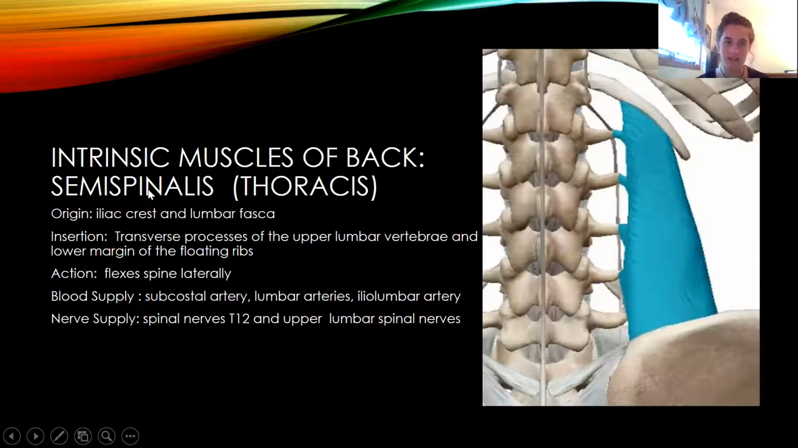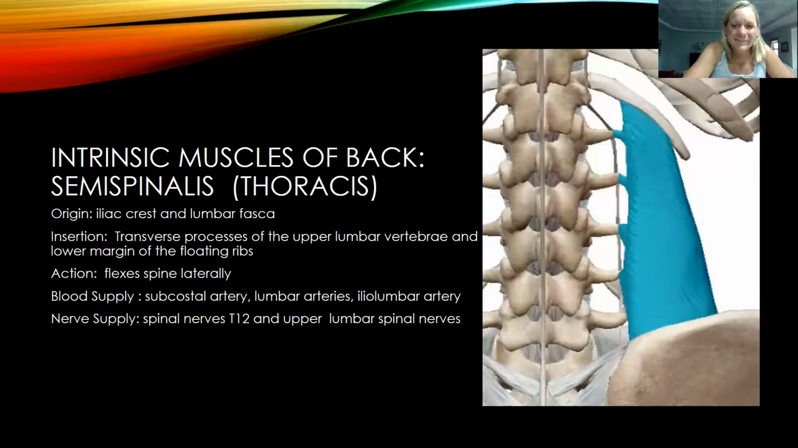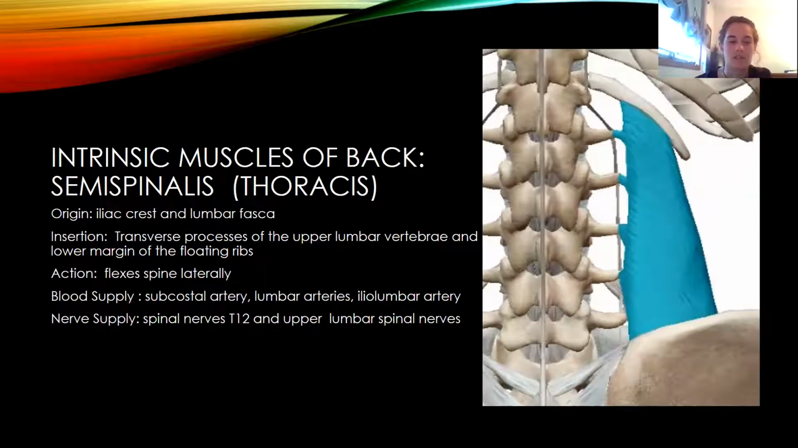Okay, then next for the back muscles is the quadratus lumborum, and then this attaches. The origin for this is the iliac crest and iliolumbar ligament. The insertion is the transverse processes of the upper lumbar vertebrae and lower margin of the floating ribs. And the action is that it flexes the spine laterally, and the blood supply is the subcostal artery, lumbar arteries, iliolumbar artery, and the nerve innervation is spinal nerves thoracic 12 and upper lumbar spinal nerves.